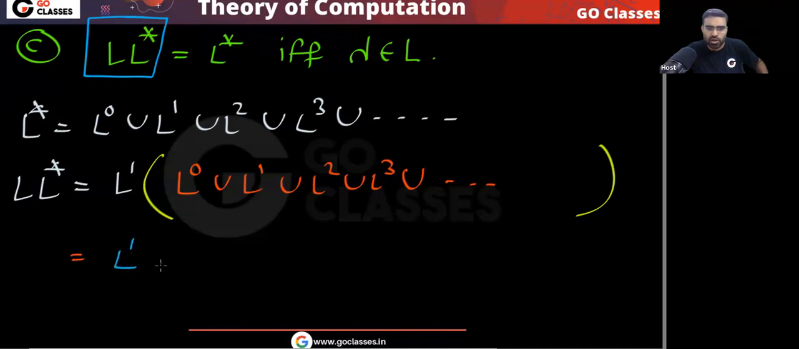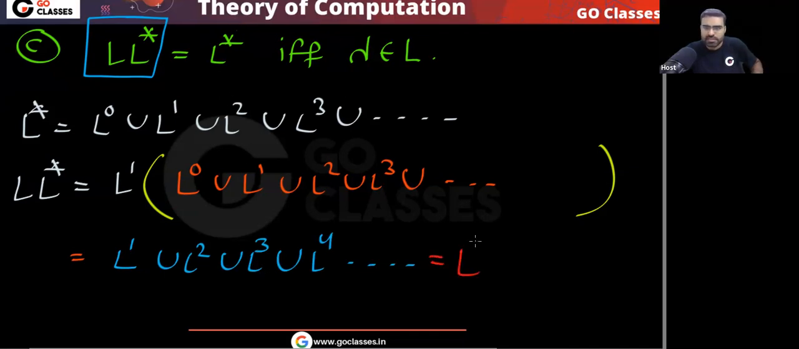Ultimately you are going to get L power 1, union L power 2, union L power 3, union L power 4, and so on. Yes or no? So ultimately you will get L plus. This is very simple: L L star is basically your L plus. Is this point clear? This is quite intuitive.